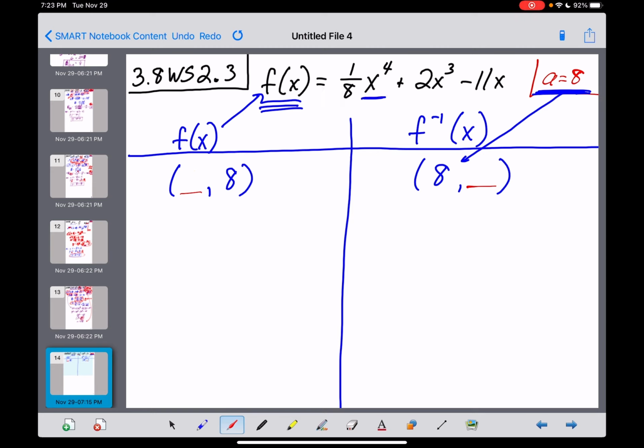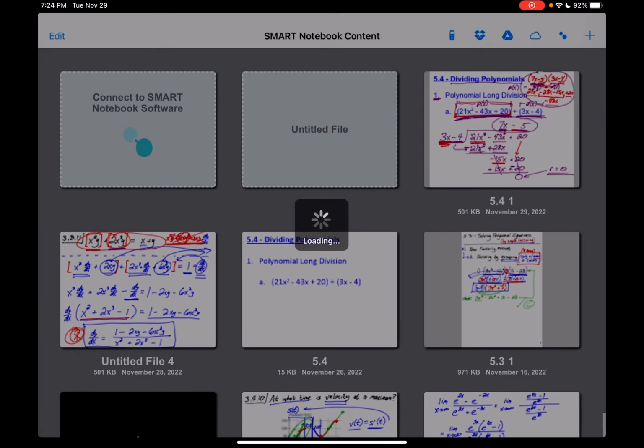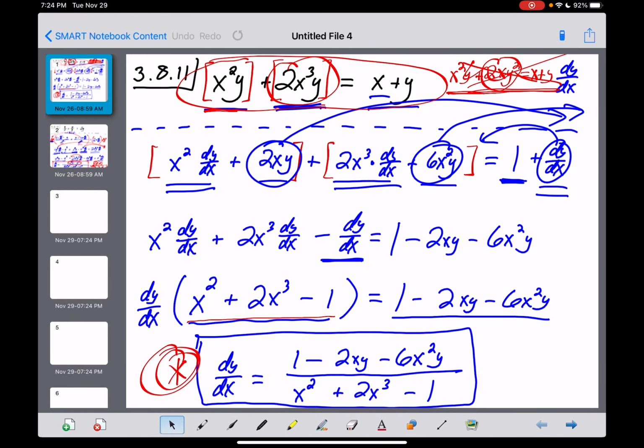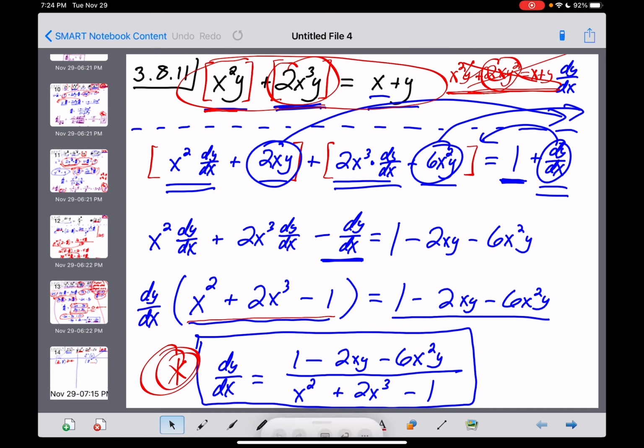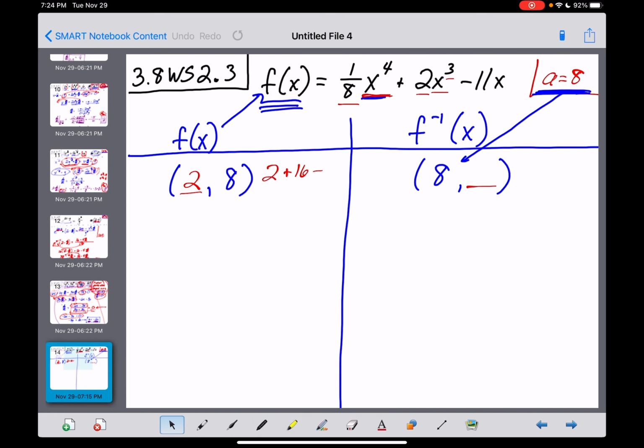So let's keep going then. Let's try 2. 2 to the 4th is 16. 16 divided by 8 is 2. This is promising. And then plus, let's see, 2 cubed is 8, times 2 is 16, minus 11 times 2 is 22. 18 minus 22 is negative 4, not 8. So it wasn't 2. All right. Oh, doggone it. I think I did that thing again, and I think I just lost. Oh, wait a minute. Hang on. Let's see. Oh, good. We're not in bad shape. So what did I learn there, guys? It wasn't 2.